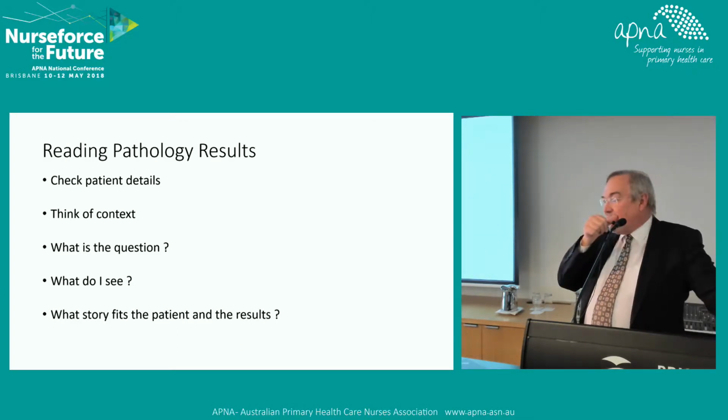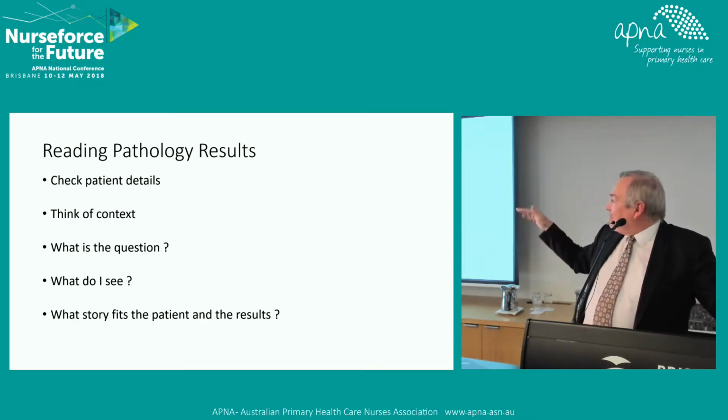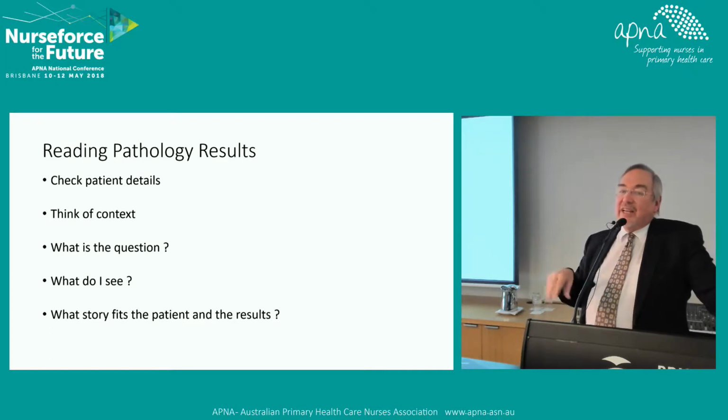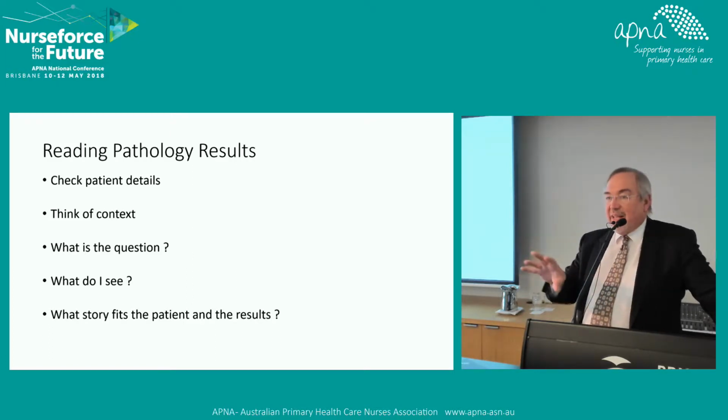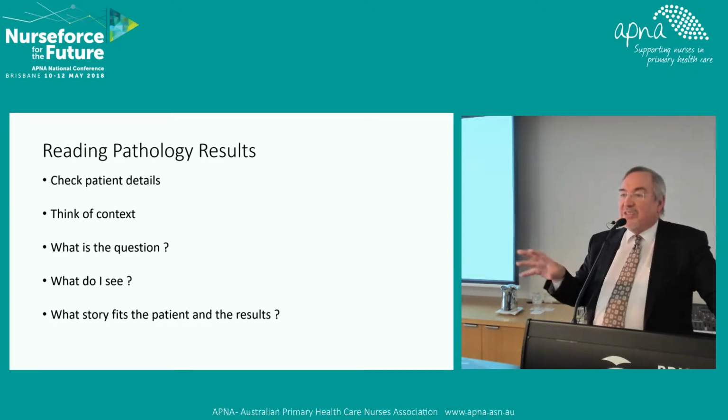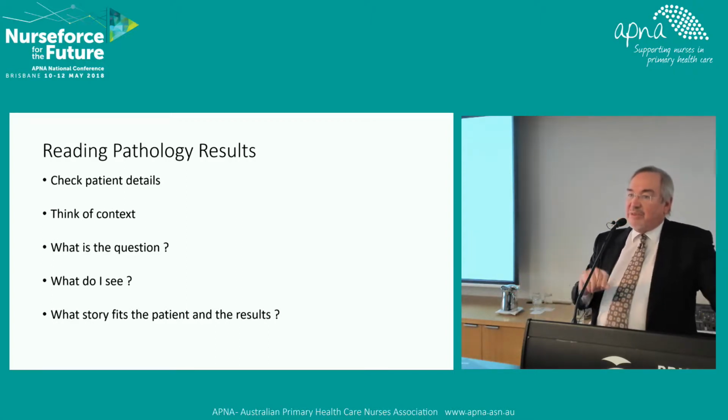And then typically, when I look at pathology results as a pathologist, once you've worked out what the question is likely to be, I usually just think, what are the main abnormalities, or what are the striking things here? Sometimes the striking thing is that something's normal rather than abnormal.